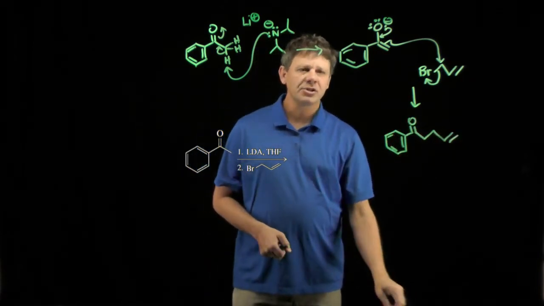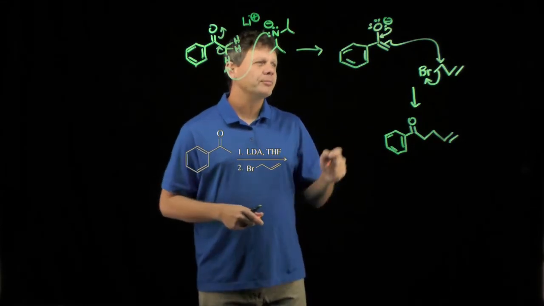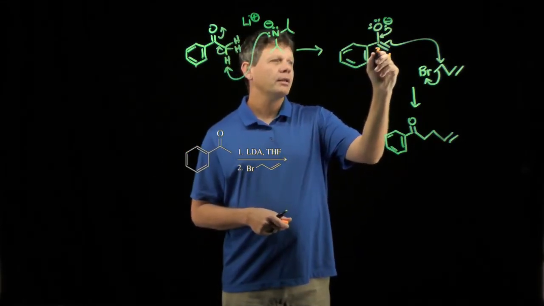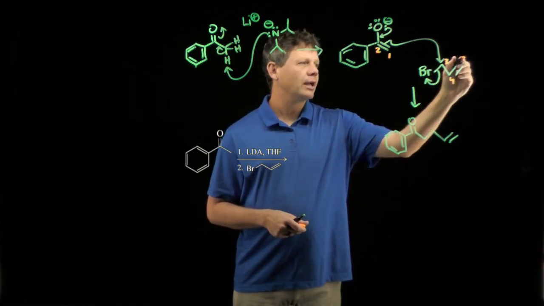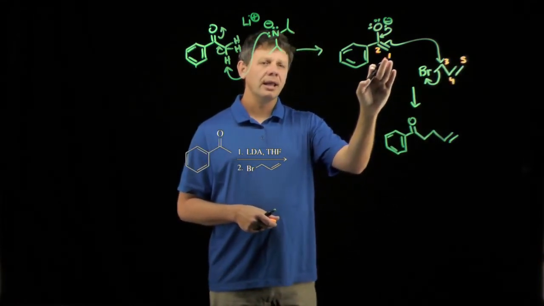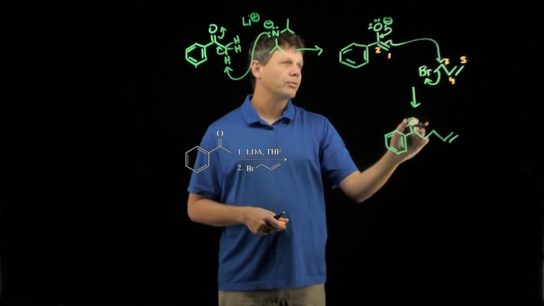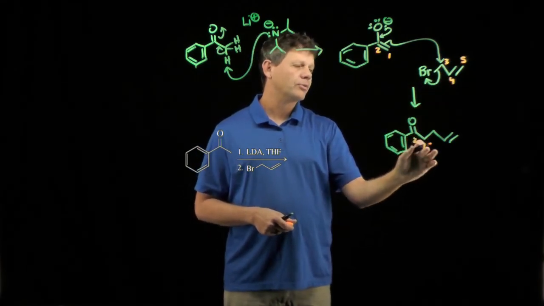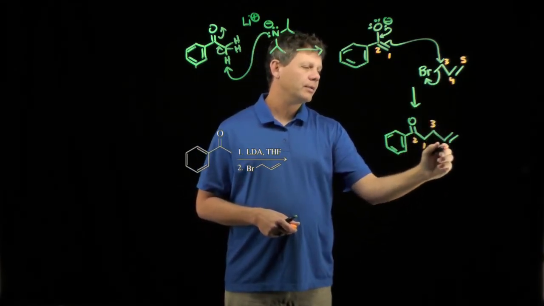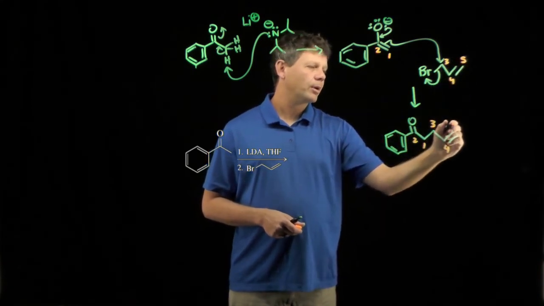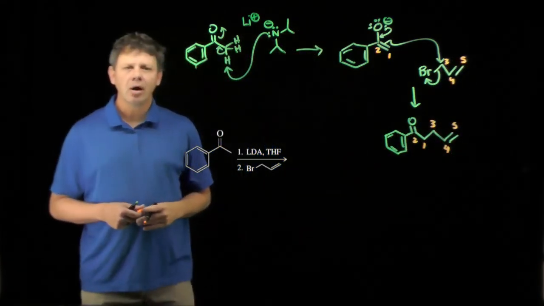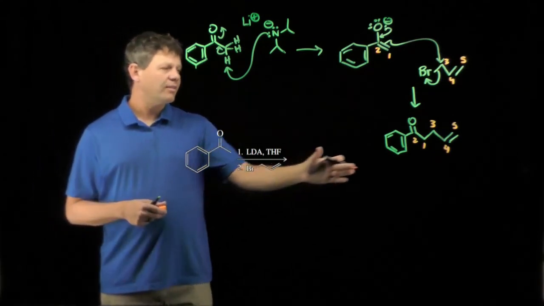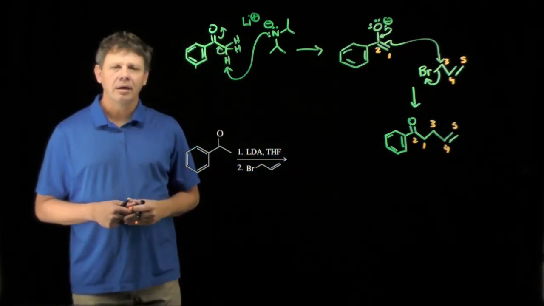Now, we can always check our work by numbering our carbons. So if we call this one carbon 1, that one carbon 2, we'll call this one 3, 4, and 5. We can see that we're making a new bond between 1 and 3. So carbon 1, carbon 2, the new bond to 3. 4 and 5 are part of the alkene. By numbering the carbons, we become convinced that this is, in fact, the product of the reaction.